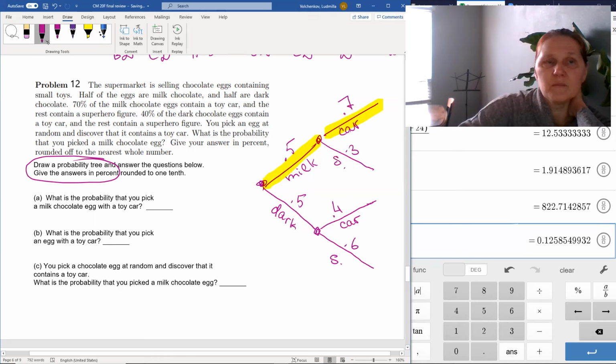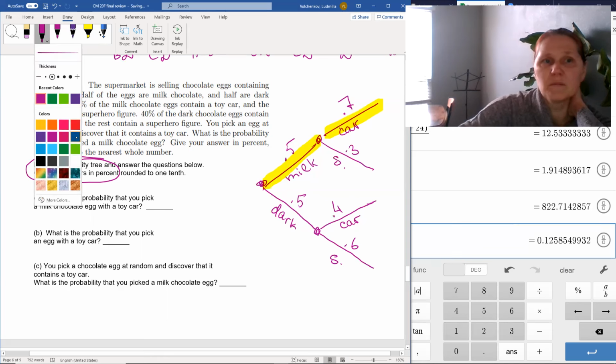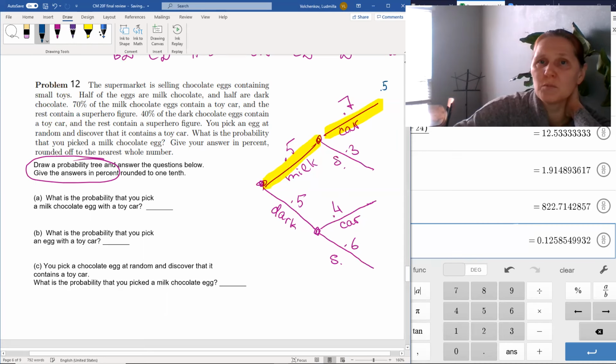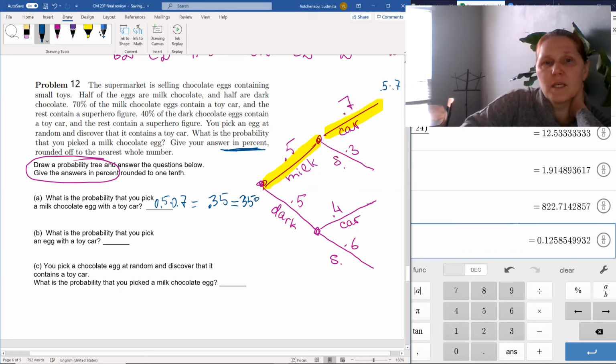Probability of this outcome is given by the product of two probabilities along the branch. 0.5 times 0.7. So 5 times 7, 35, and we move decimal point 2 places to the left, so 0.35. We want to give the answer in percent, so 35% is the probability of getting chocolate egg with a toy car.